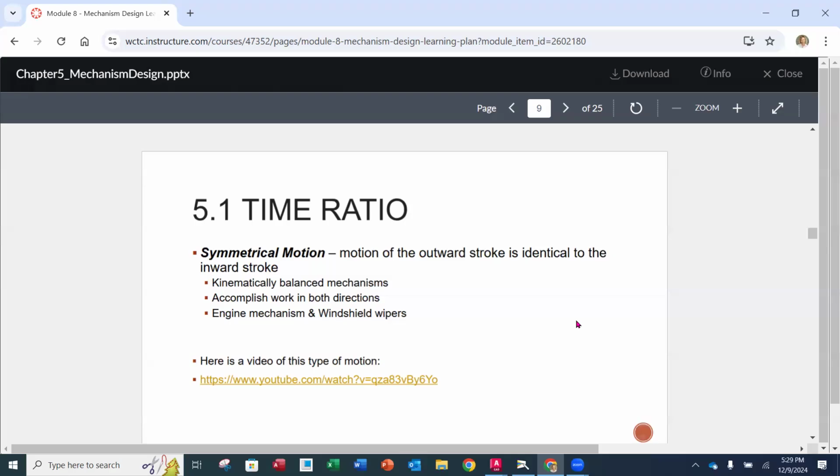Now, one of the nice things about this type of mechanism is that you can do work in both directions. So if you have a saw, for instance, and it has the ability of not only cutting in one direction, but the blade has the ability to cut back in the opposite direction, then this type of motion is advantageous because now you can actually do work in both directions rather than just in one. So engine mechanisms are symmetrical, windshield wipers are symmetrical. So I wanted to show a quick video of symmetrical motion.